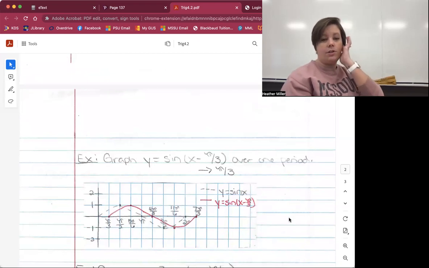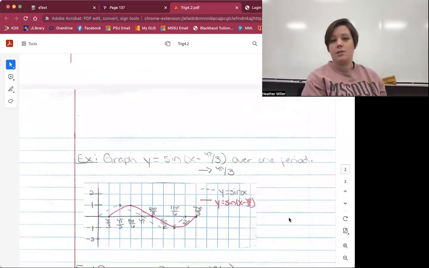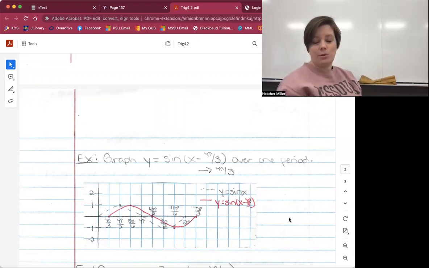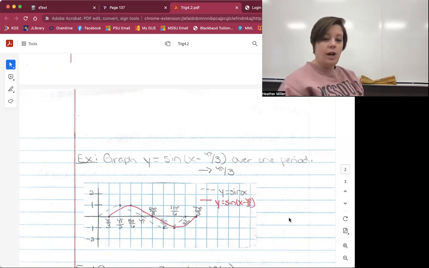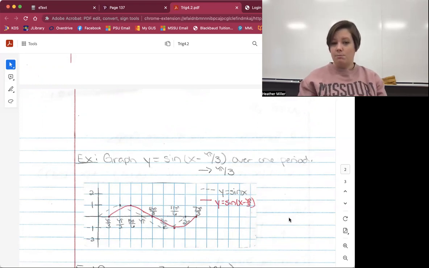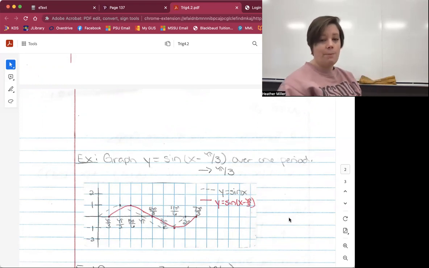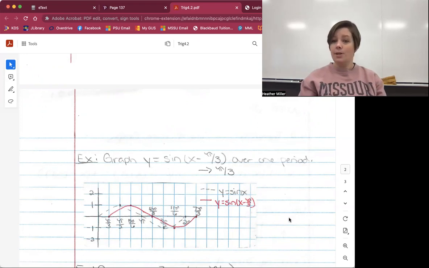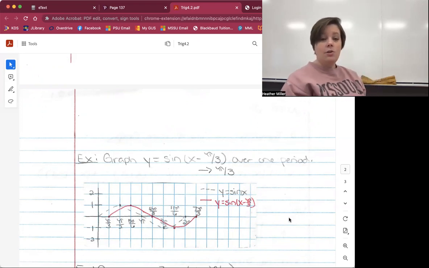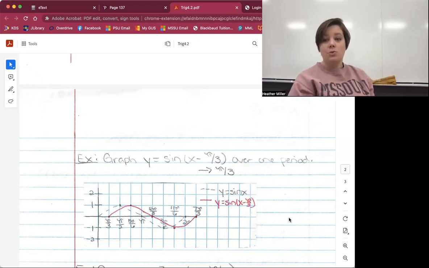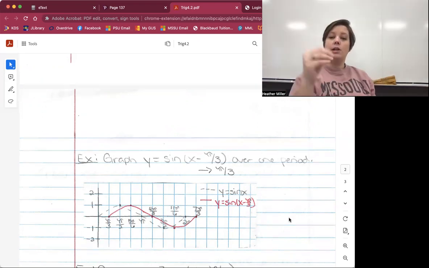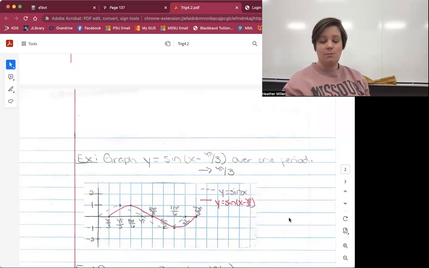So here is the first example. And like I said, there's not really a lot for me to show you. So I'm just giving you the whole answer and everything right out of the gate. So it says graph y equals sine of x minus pi over 3 over 1 period. And notice the parentheses. Those parentheses are around the x and the minus pi over 3. So that tells me that I am doing a horizontal translation.